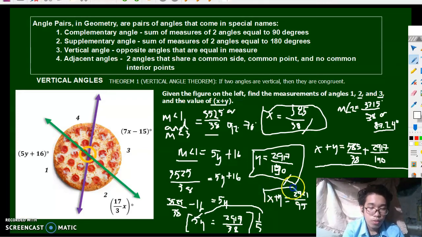But if you want to transform that into a decimal, the answer is going to be 30.75. That's not the precise or the most accurate or the definite answer, but if you want an approximate, it's going to be 30.75. The more appropriate answer is 2921 over 95.